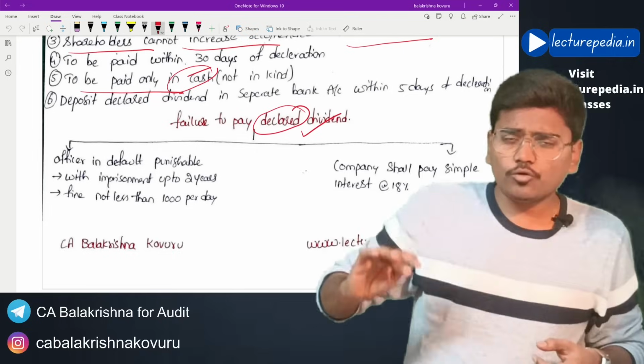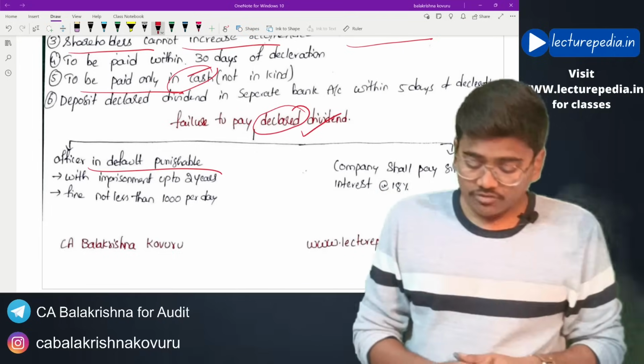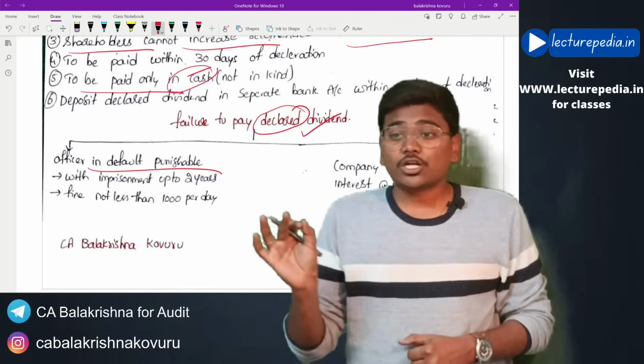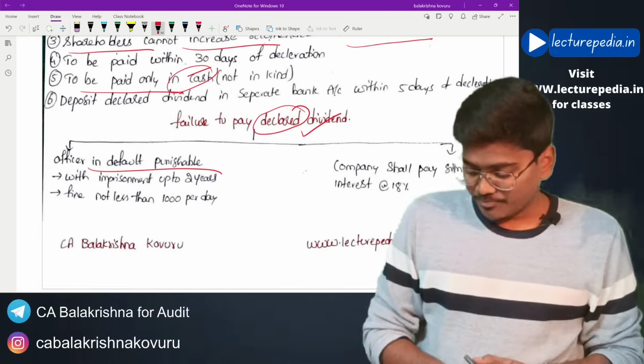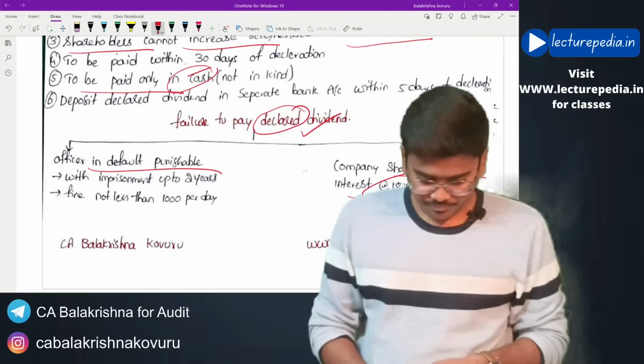Now, if you fail to pay the declared dividend to the shareholders, then the officer in default will be punishable with imprisonment of up to 2 years and with a fine of not less than 1,000 per day. And the company shall have to pay interest at the rate of 18% per annum.